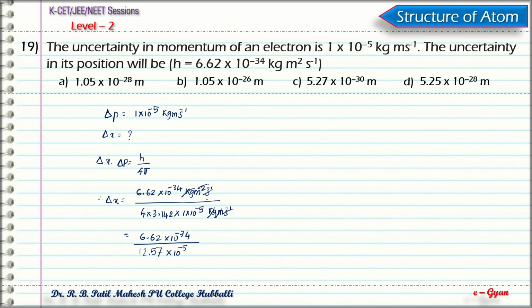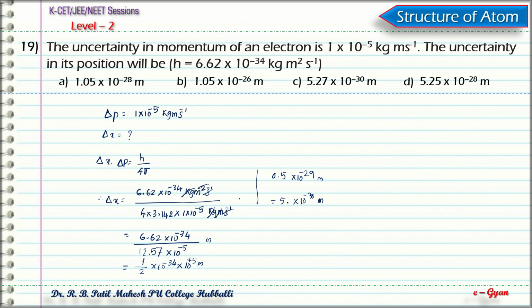The answer we get is in terms of meters, which is equal to 6.62 divided by 12.57, roughly 0.5, into 10 to the power minus 34 into 10 to the power minus 5, which becomes plus 5. Upon simplification, we get 0.5 into 10 to the power minus 34 plus 5, meaning minus 29 meters, which can also be written as 5 into 10 to the power minus 30 meters.